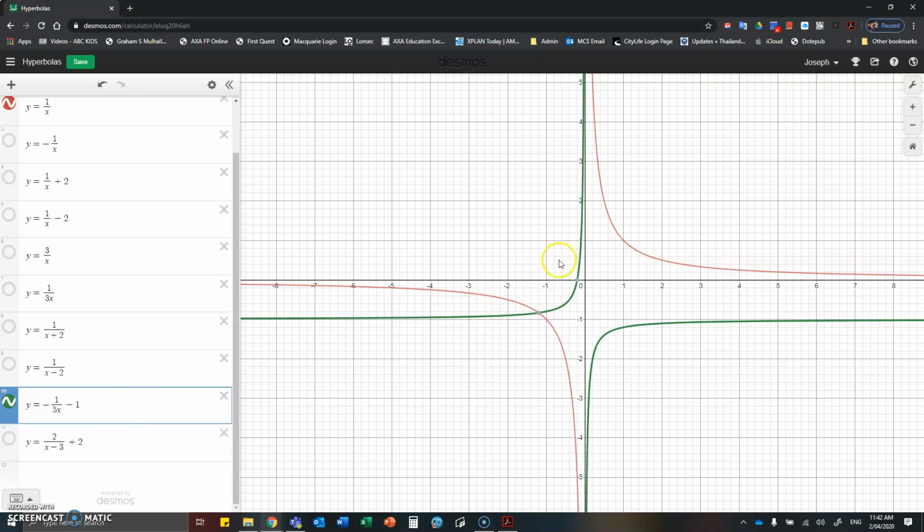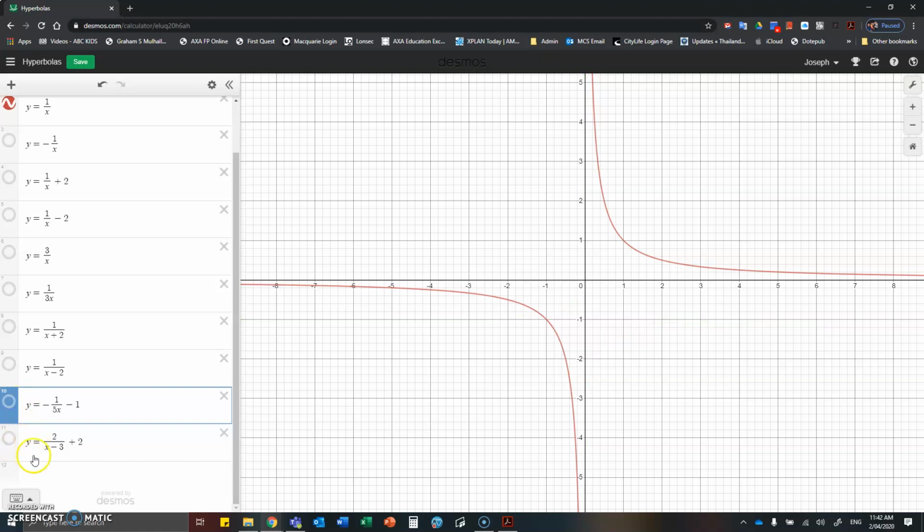Okay, so in the green, it has flipped the opposite direction. That's the negative. The 5 makes it a much skinnier hyperbola. And you'll see that the negative 1 has shifted the graph down 1 unit, and you've got a horizontal asymptote at y equals negative 1. Okay, so let's have a look at this very last question.